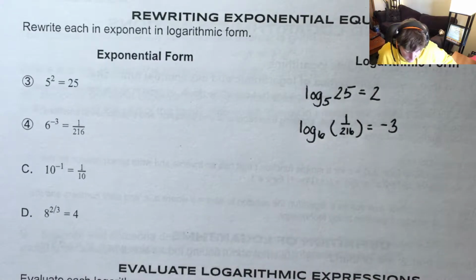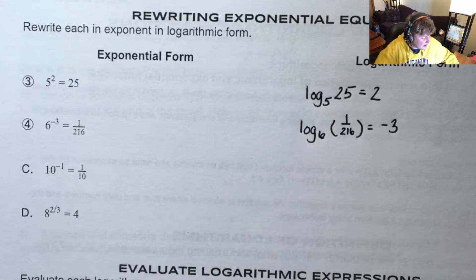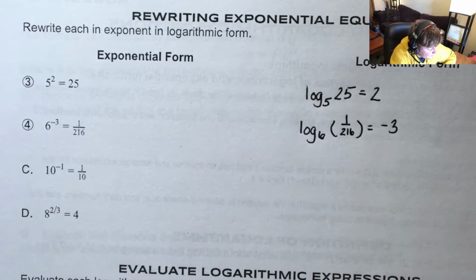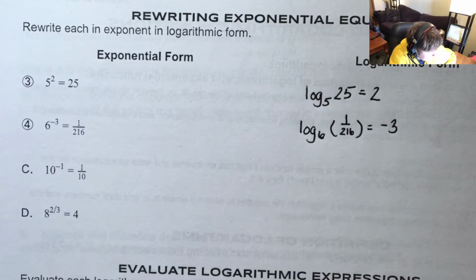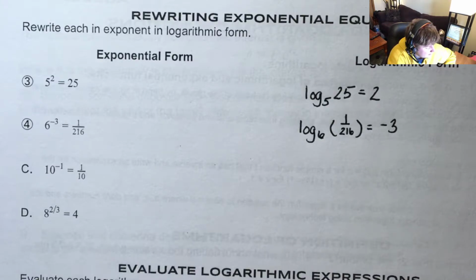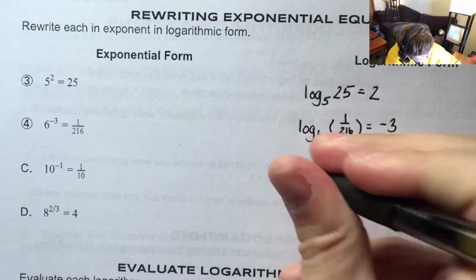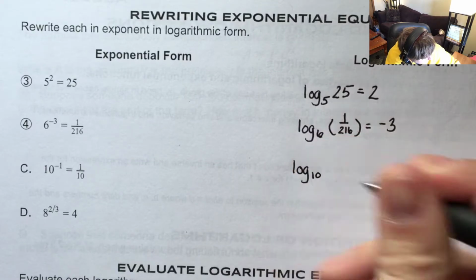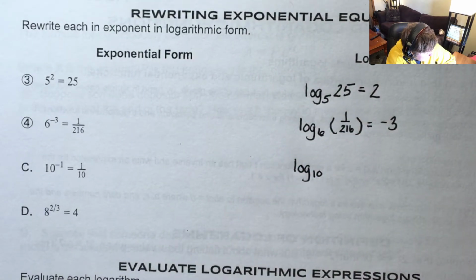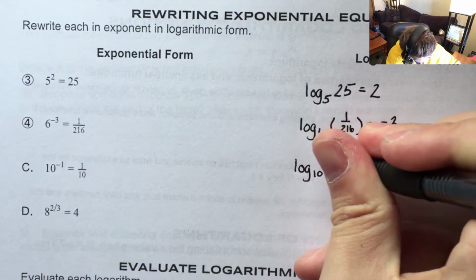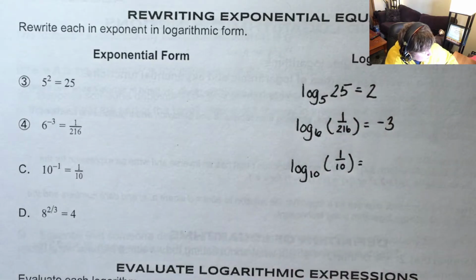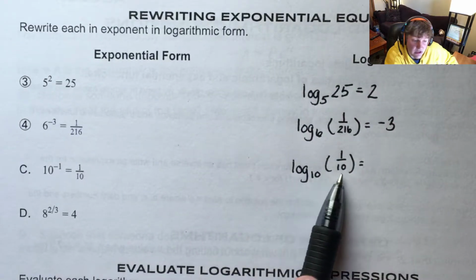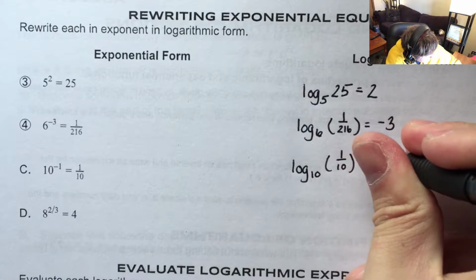All right, so why don't you pause the video right now and go ahead and try the next one. Okay, so I'm assuming you already paused your video and you're moving forward here. So the next one here, my base is 10. When I have my base 10, my result is 1 over 10, and I want to know what power I need to raise 10 to get a result of 1 over 10, and that is negative 1.